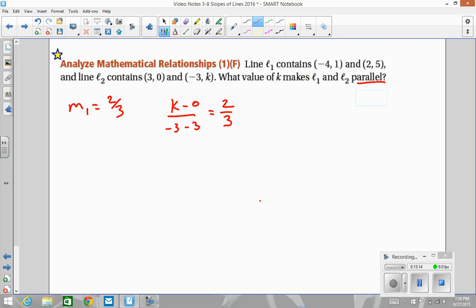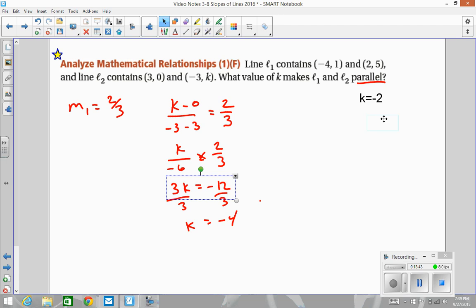All right, so let's do a little simplifying. That's going to be k all over -6 equals 2/3. It's a proportion, so we cross multiply. So 3k equals -12. Divide by 3, divide by 3, and k is equal to -4. Now you may copy down my work here, but I'm going to be looking for your work for the slope of the first line, so you better make sure you have that.